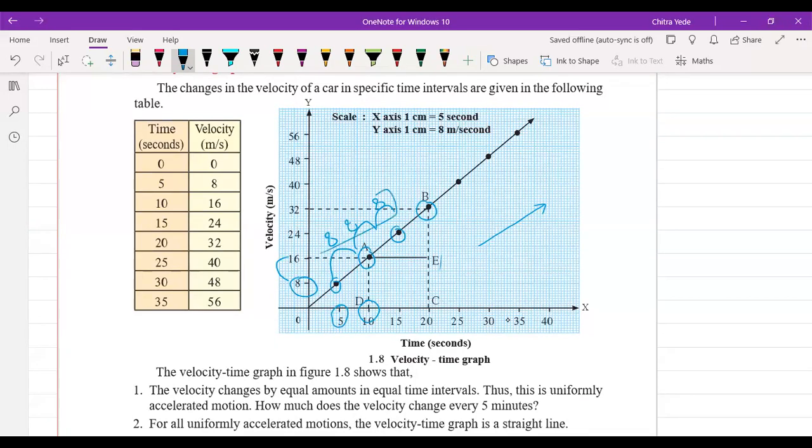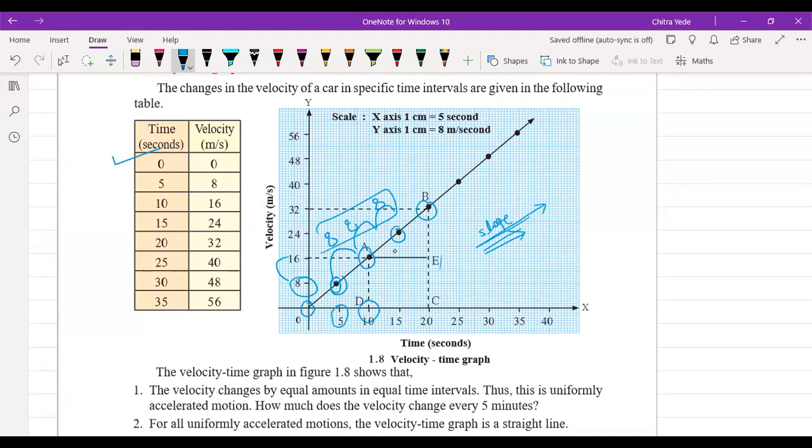So it is uniform positive acceleration, because it gives a positive slope, right? So we can draw the graph for the same also, starting from 0 on both axes, time as well as velocity. The first point will be here, then second, third, and so on, as we discussed and did already in the last class, right?